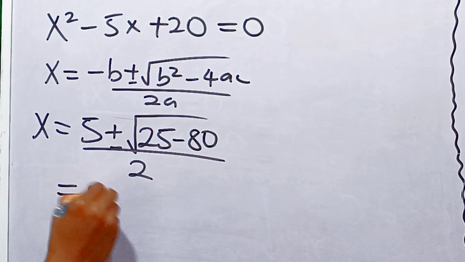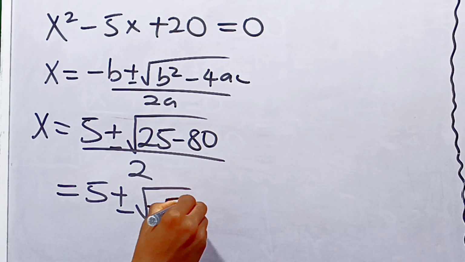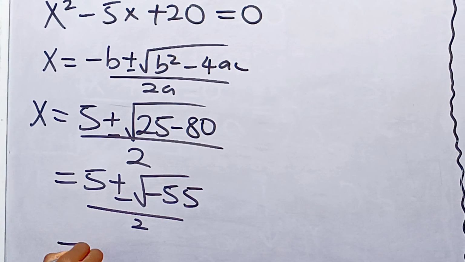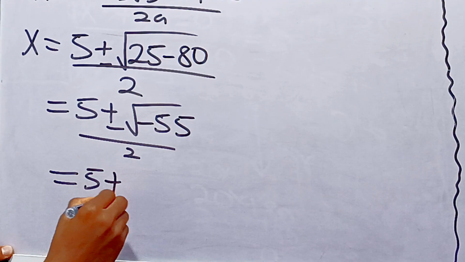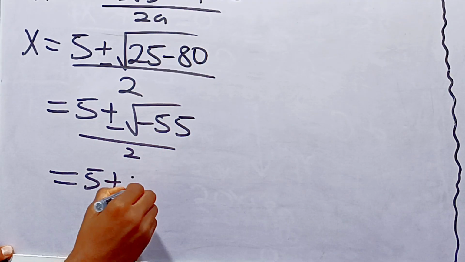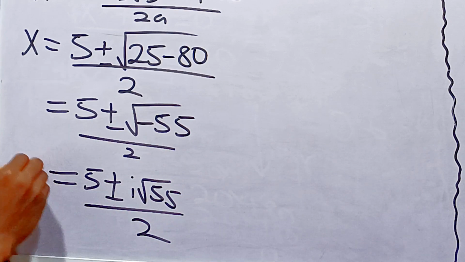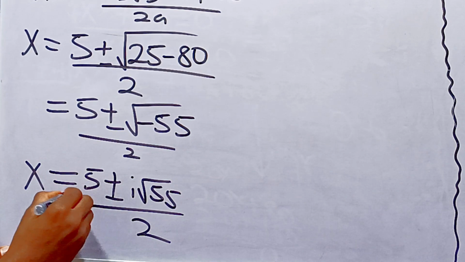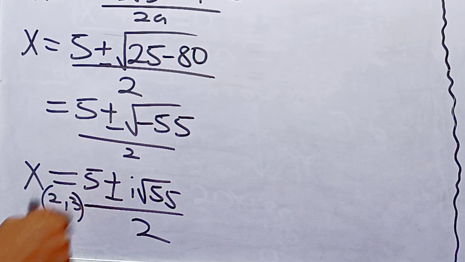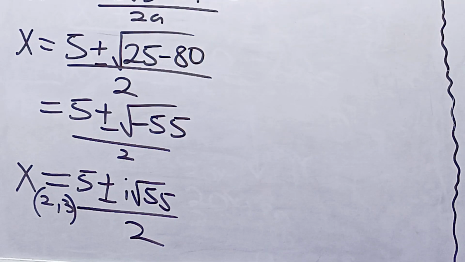This is equal to 5 plus or minus root of negative 55 all over 2, which is equal to 5 plus or minus i root 55 divided by 2. So this is our x2 and x3 respectively. So x2 is 5 plus i root 55 over 2, and x3 is 5 minus i root 55 over 2. Okay, so these are the answers for x in this question. I hope it makes sense.